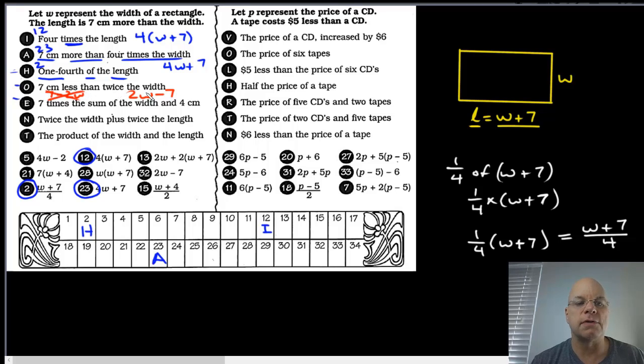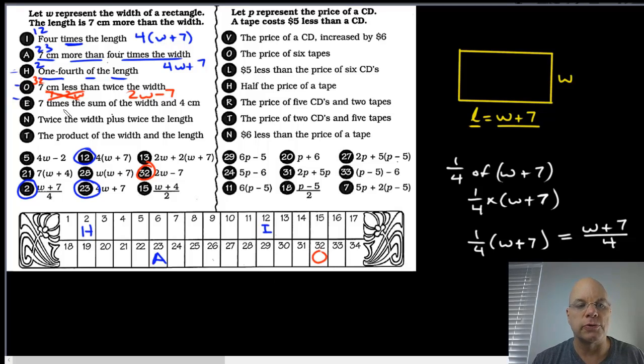So with subtraction and division, the order matters, so you really have to be careful. It's 7 less than twice the width. So you start with twice the width, and then you subtract 7 from that. And that is 32. So 32 is O.